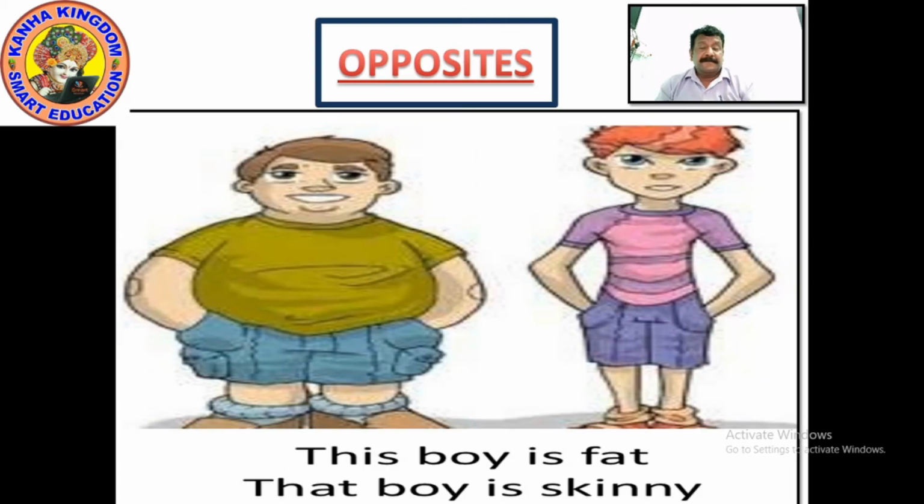Now look at the opposite. Here it's not single words. We have seen that it was written as fat and skinny. Now we are using the opposite in a sentence. Yes? What is a sentence? Sentences are groups of words which make a sentence complete. Right? A sentence is a group of words with complete sense.